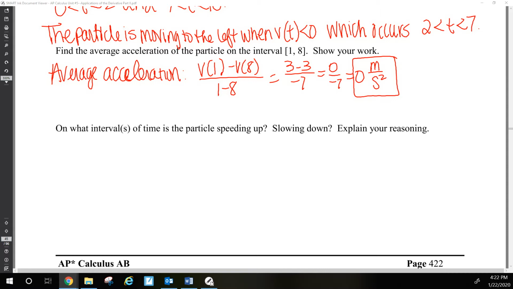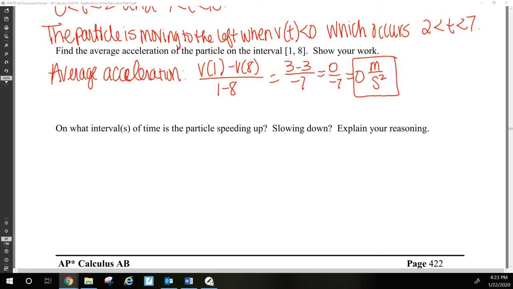On what intervals of time is the particle speeding up? When is it slowing down? Explain your reasoning. We talked about speed before. It's speeding up when our signs are the same, and it's slowing down when our signs are opposite. By signs, I mean the signs of velocity versus the signs of acceleration.